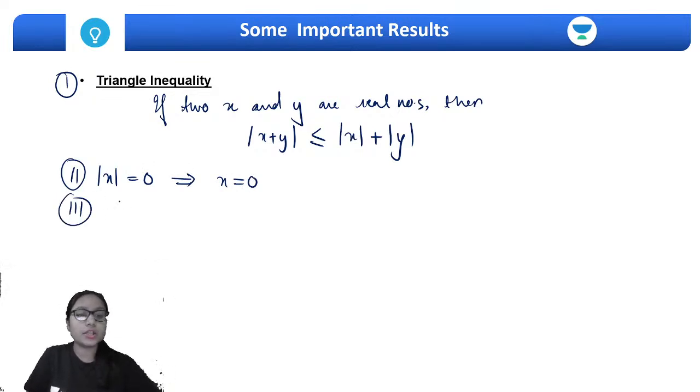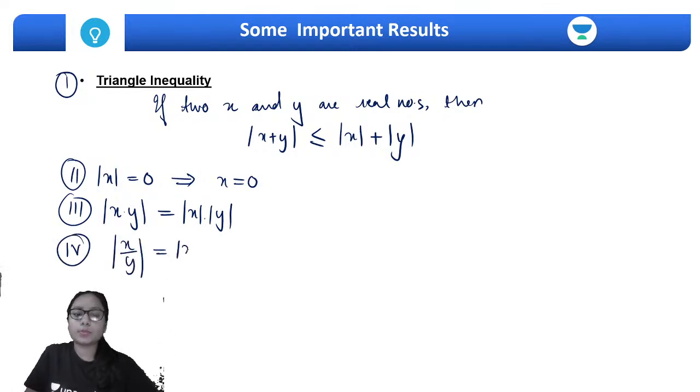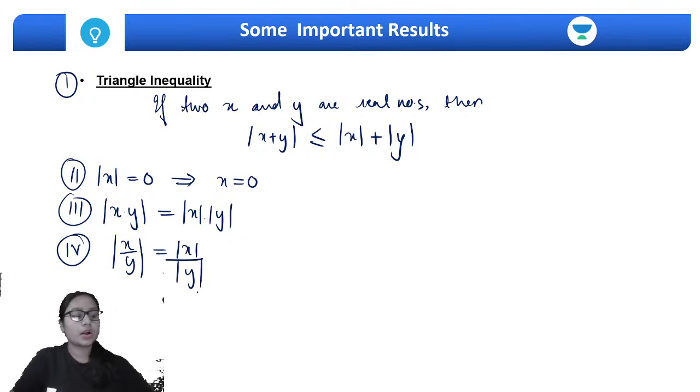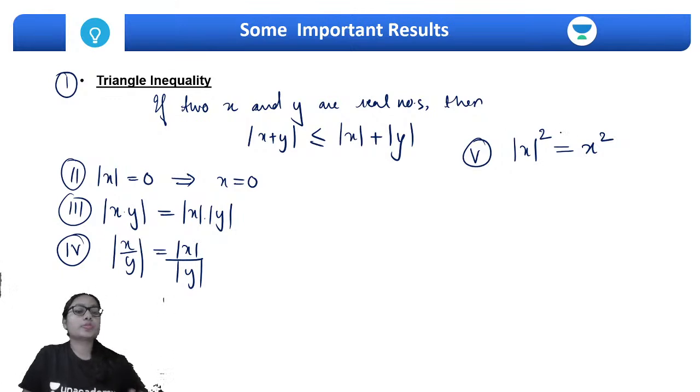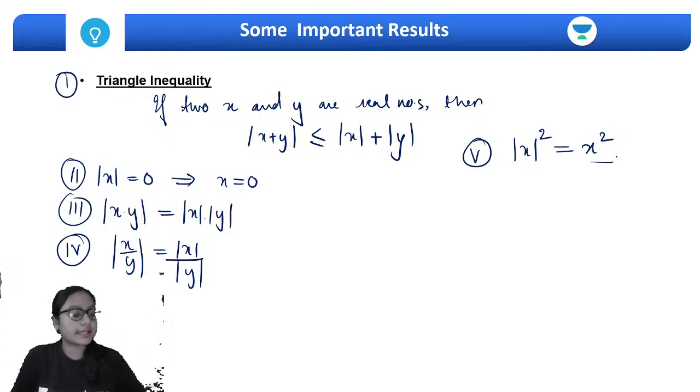Another result you need to know is that the modulus of x into y can be written as mod of x into mod of y. Similarly, for division, mod of x by y is equal to mod of x upon mod of y. I hope all these results are clear. One more result: the modulus squared of any number is equal to x square. As x square is always positive for any real number, mod x square is also positive, so you can replace it by x square. It is one and the same thing. I hope this is clear.